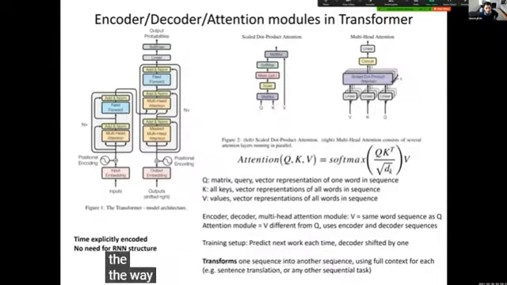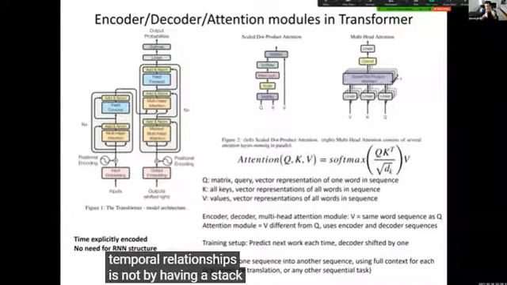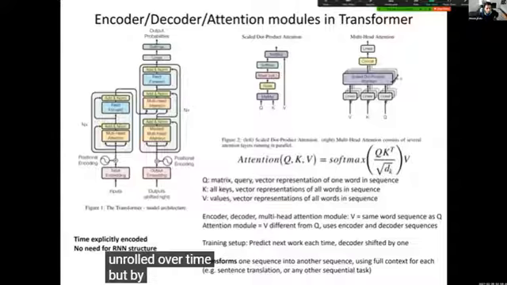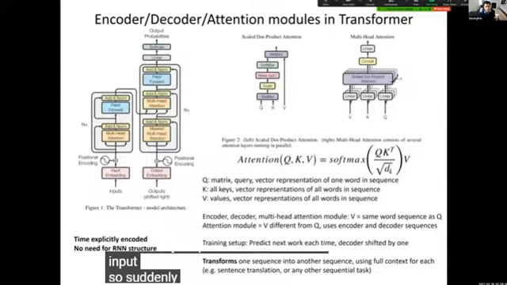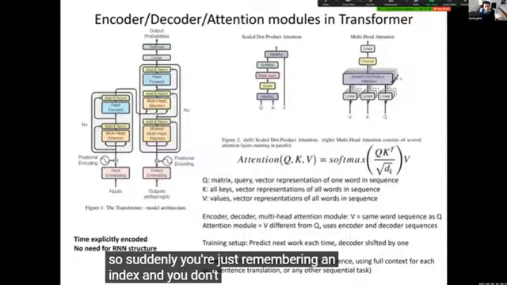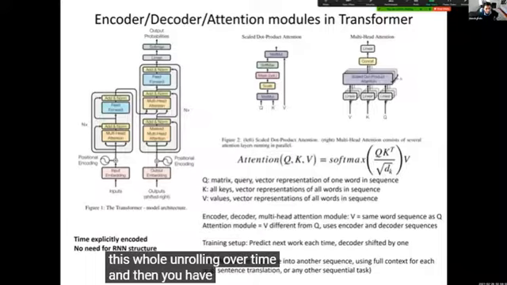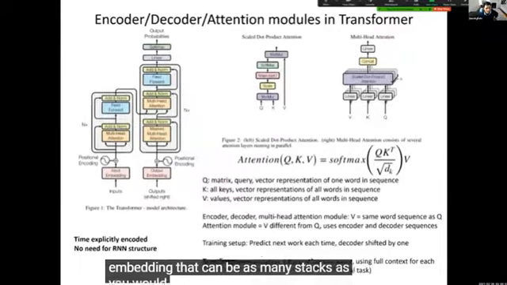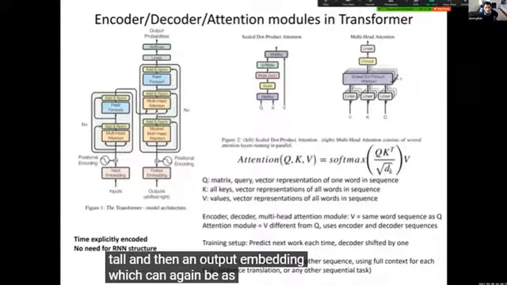But the way that it captures the temporal relationships is not by having a stack of units at every time point, which then get unrolled over time, but by explicitly encoding a positional encoding that tells you where in the sequence you are now as an input. So suddenly you're just remembering an index and you don't need this whole unrolling over time. Then you have an input embedding that can be as many stacks tall as you would like, and then an output embedding, which can again be as tall as you would like.